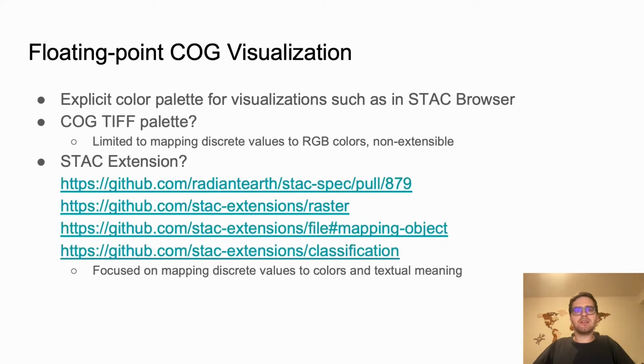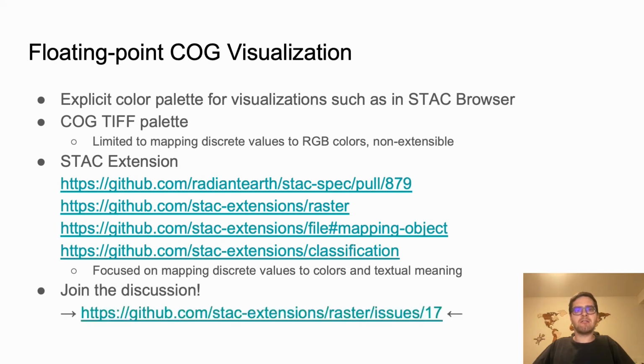At Weatherlayers, we are testing the possibility of providing the color palette with a custom STAC extension. There are multiple public STAC proposals covering color palettes, but they all seem to be focused on mapping discrete values, so we are not sure which of these extensions would be the best fit for visualization of continuous values. Now I ask you, if you are interested in this topic, please join the discussion in the raster extension and provide your thoughts at the link below.